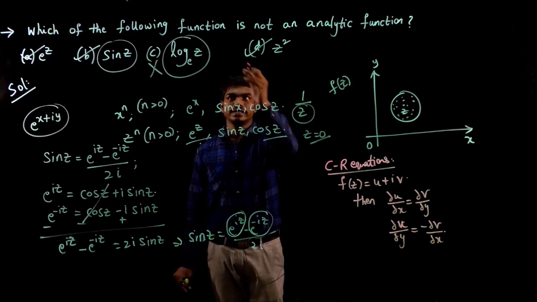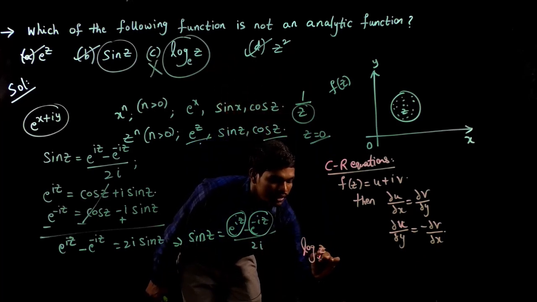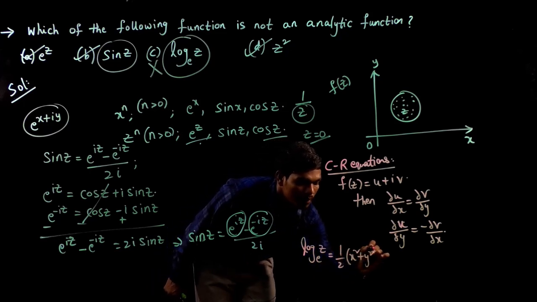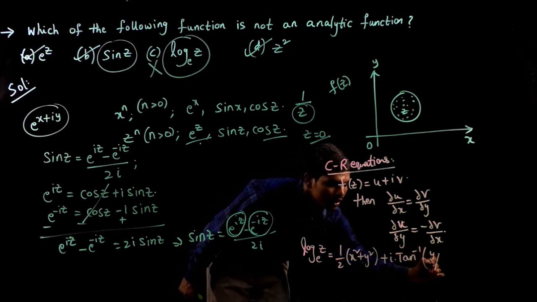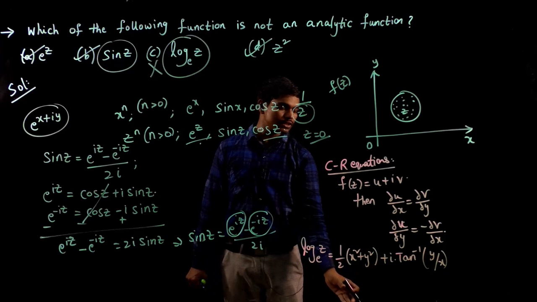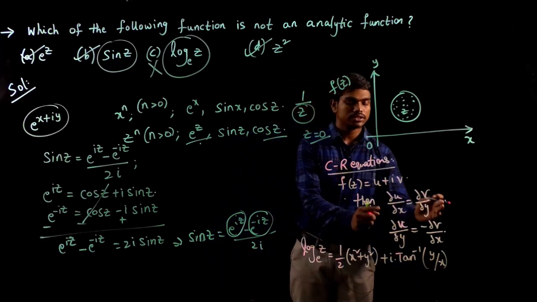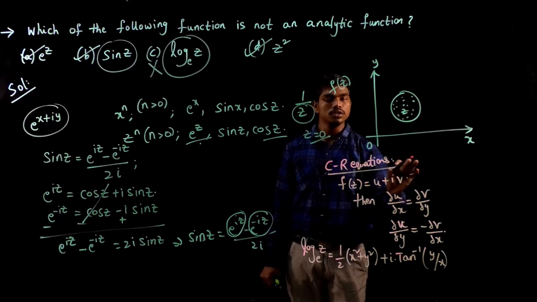And generally if you write this log z, we will be getting log z to the base e is equal to half of x square plus y square plus i into tan inverse of y by x. So this is what you will be getting. So if you treat this as u and this as v, we find that these equations get satisfied for all values except x is equal to 0.